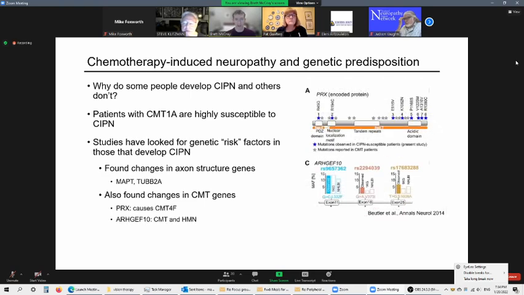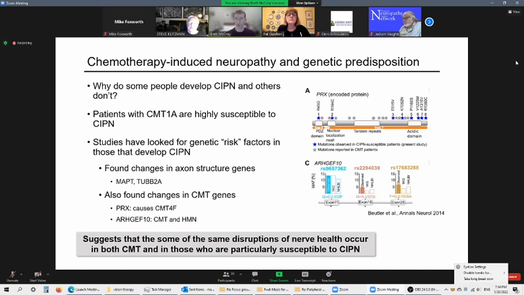Let me carefully say this. There are genes that are known to cause CMT when they're mutated in a certain way. But what was found is different changes in those genes that on their own aren't enough to cause neuropathy, but seemed to increase the risk of chemotherapy-induced neuropathy. So all this is to say that there are all these overlaps between what happens with genetic neuropathies and what might be underlying the risk of developing idiopathic neuropathy or CIPN or other forms of neuropathy, diabetic neuropathy, for example.